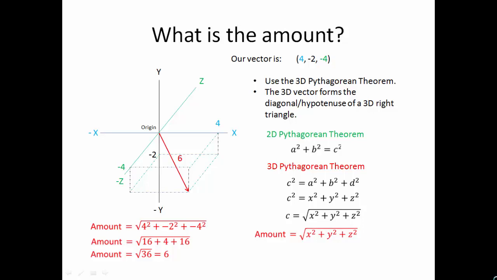So hopefully you have some exposure to the Pythagorean theorem from school. Again, the Pythagorean theorem is c squared equals a squared plus b squared, where a and b are the two sides and c is the hypotenuse. So if you have two of the sides, you can calculate the length of the other side. In this case, in 2D, we would have the two sides and we'd be trying to calculate the hypotenuse.